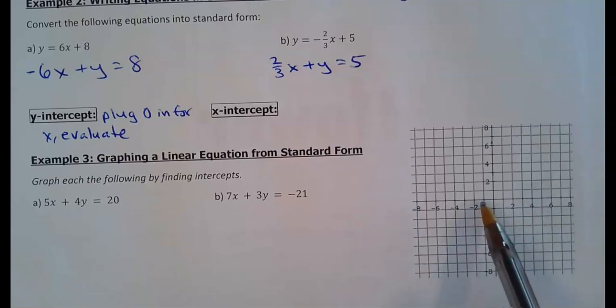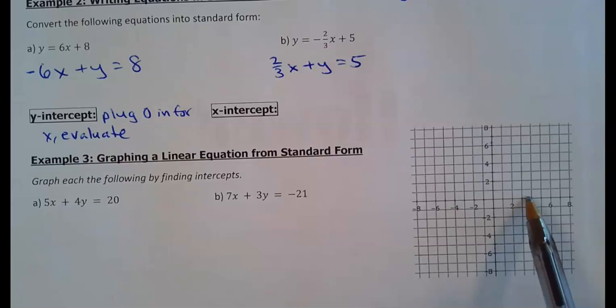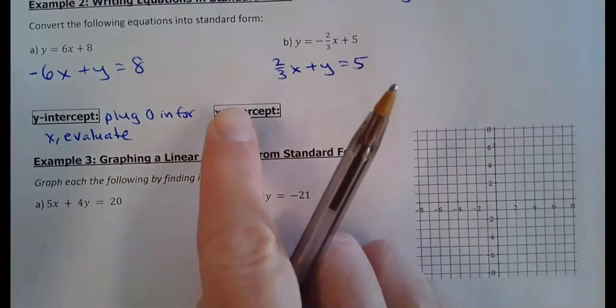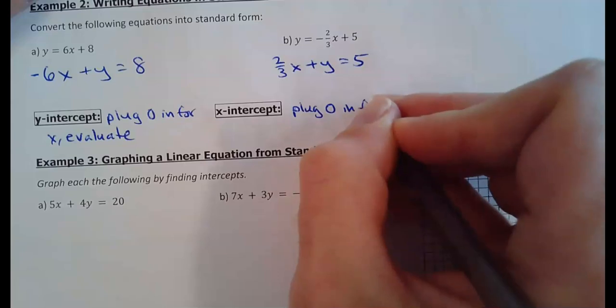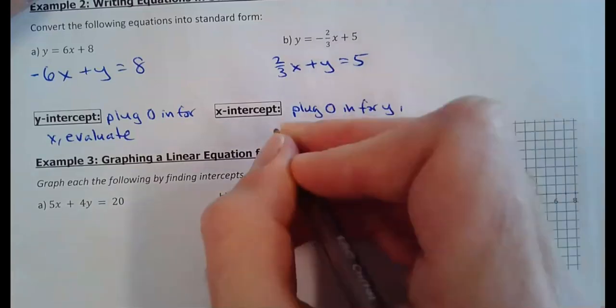Now, pick a point on the x-axis. So just a random point. What's its y value? How far up did I go to get to that point? So if I'm on the x-axis, how far up did I go? 0. Yep. Kind of a redundant answer, isn't it? 0. So if I want to find the x-intercept, I'm going to plug 0 in for y and then evaluate.